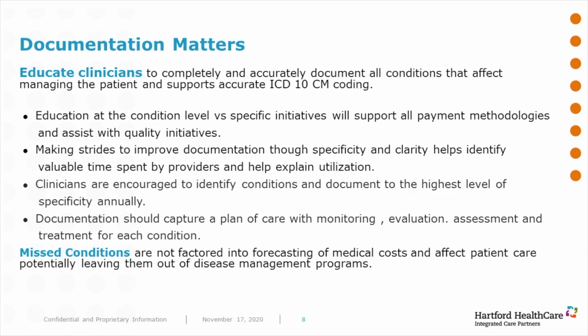Missed codes or conditions are not factored into forecasting of medical costs and affect patient care, potentially leaving them out of disease management programs such as a congestive heart failure program or a weight loss program through the YMCA with Silver Sneakers. And while we are speaking of risk adjustment coding, accurate documentation and coding can affect all quality measures such as MIPS, MACRA, gaps in care, and your ACO.